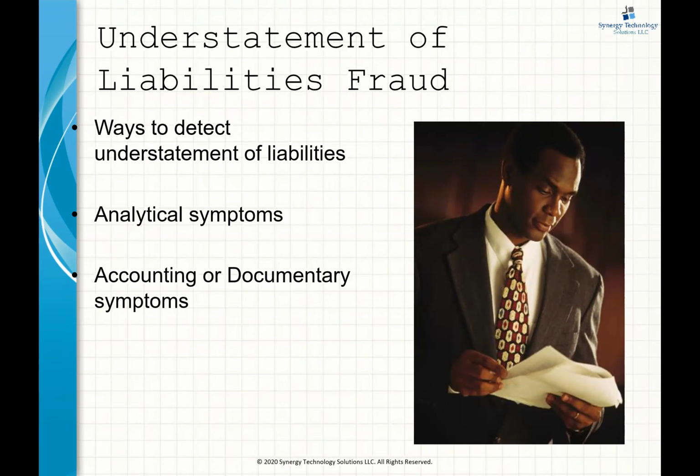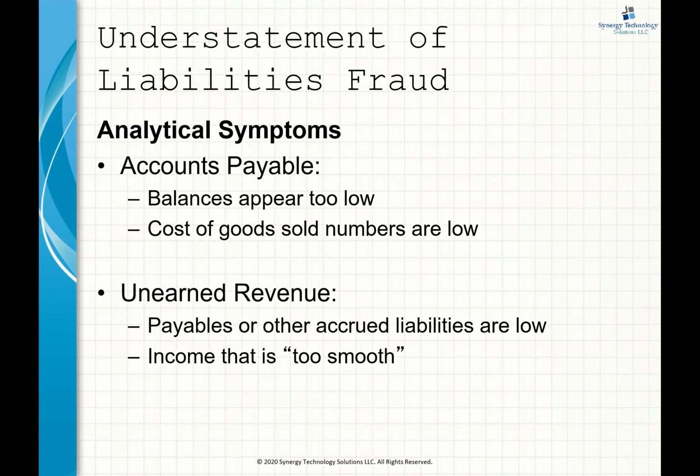Understatement of liabilities fraud: ways to detect understatement of liabilities, analytical symptoms. We already discussed all these items. For accounts payable, again, we're recapping: the balance appears too low. Cost of goods sold numbers are low. You need to pay attention to those. Unearned revenue, payables, or other accrued liabilities are too low. Income is often too smooth. Again, I told you about revenue management, where they try to smooth out the revenue. If you see that it's too smooth, then you know it's not possible based on reality. You cannot have consistent revenue coming in all the time.